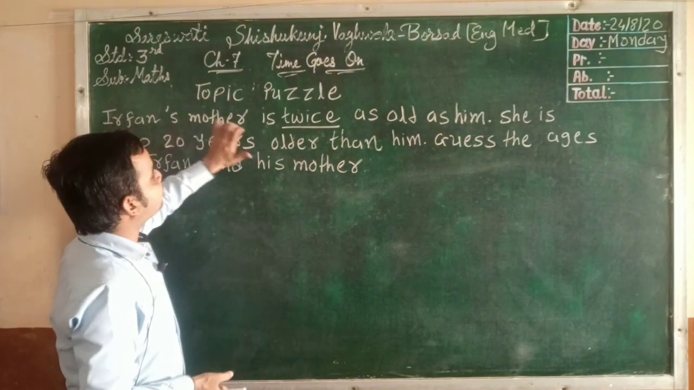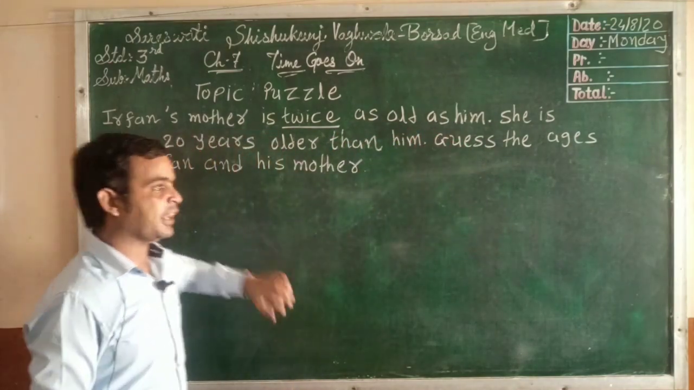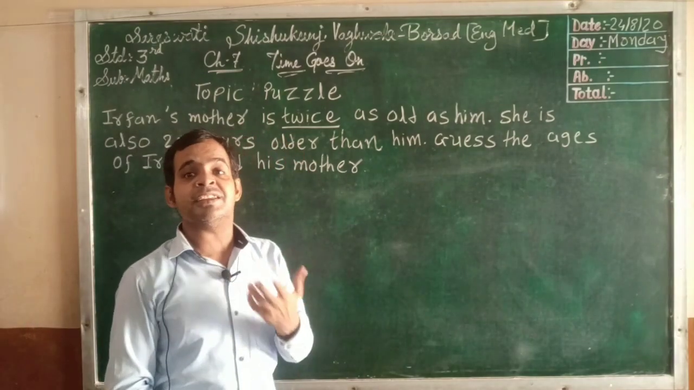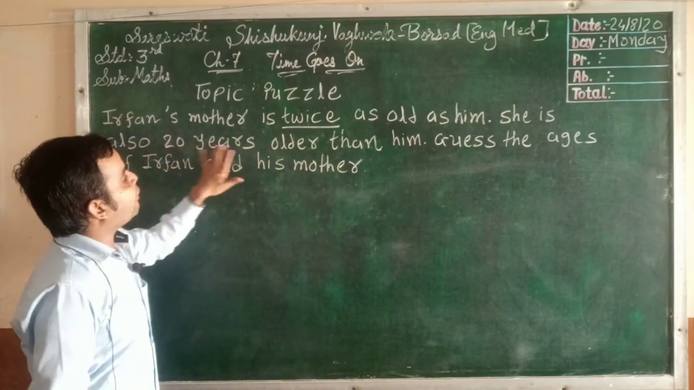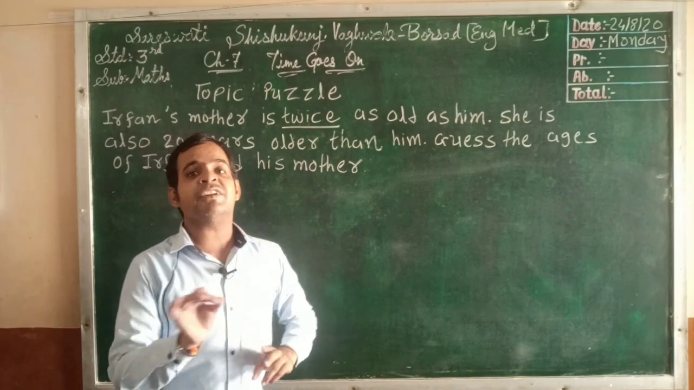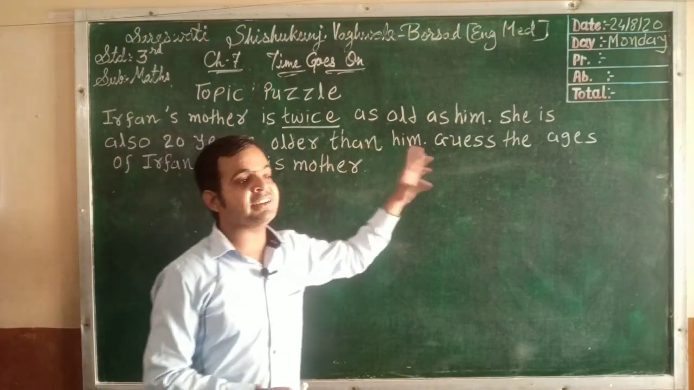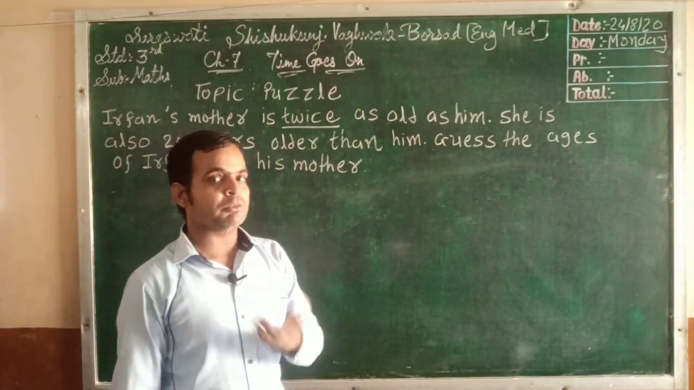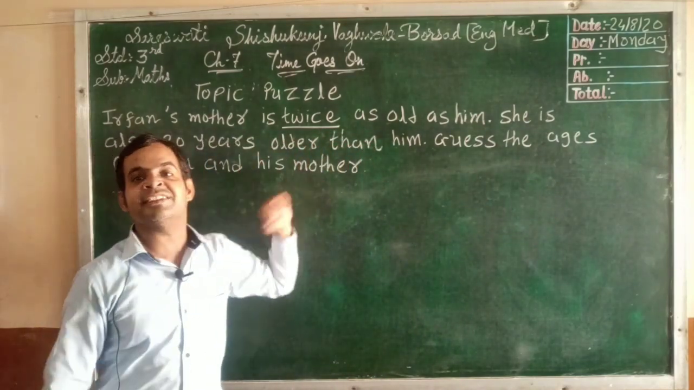Here Irfan's mother is twice as old as him. Okay, then she is also 20 years older than him. Here two conditions are given. Irfan's mother's age is twice that of Irfan. And second condition is Irfan's mother is 20 years older than him. So here we have to find the age of Irfan and his mother.